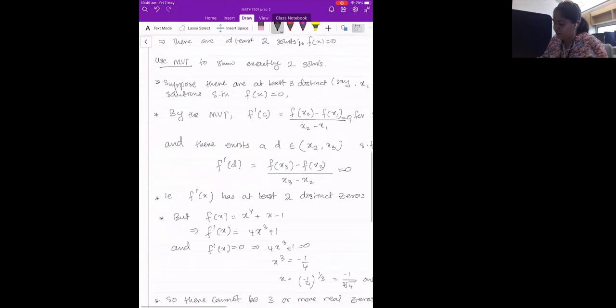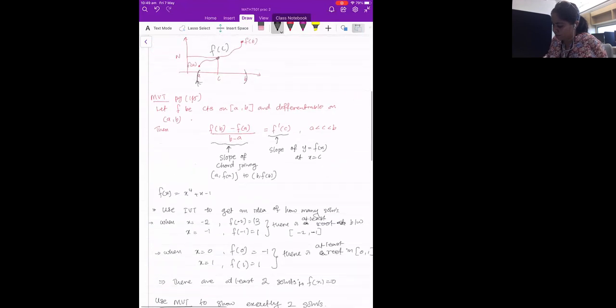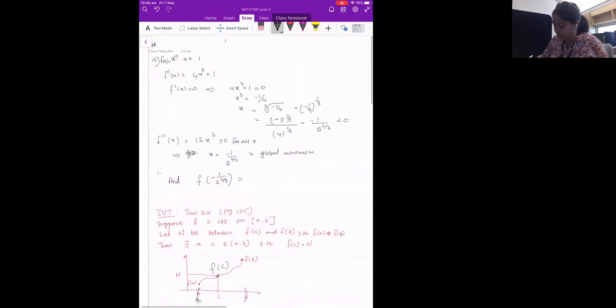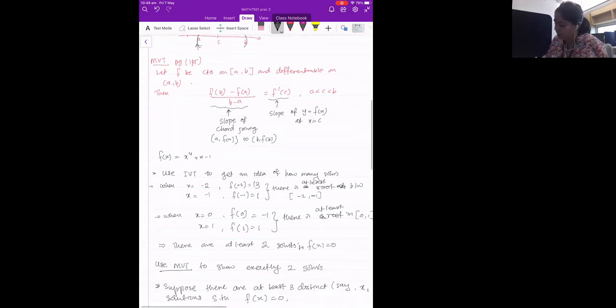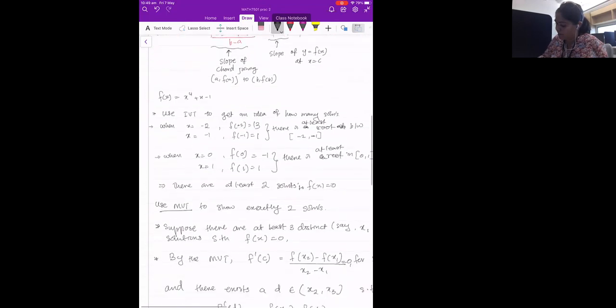Now use the mean value theorem. What does the mean value theorem say? Let f be continuous on the closed interval [a, b] and differentiable on the open interval. Then the slope of the chord joining the points (a, f(a)) and (b, f(b)) is equal to f'(c), that is the slope of the function at x equals c.